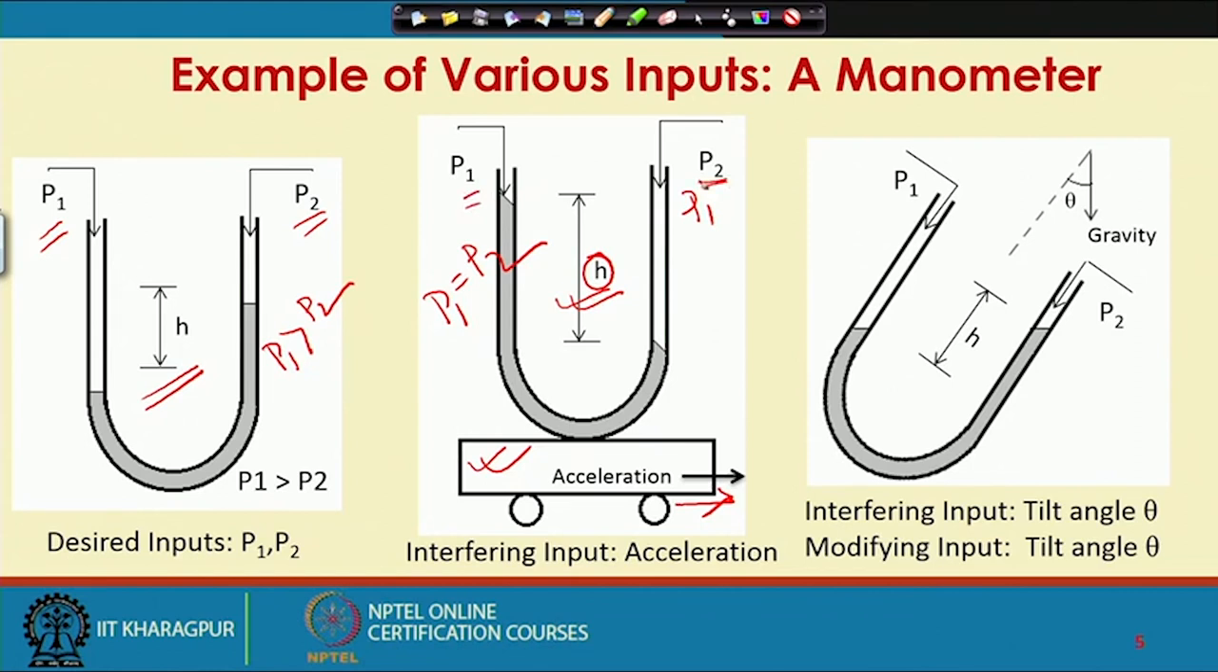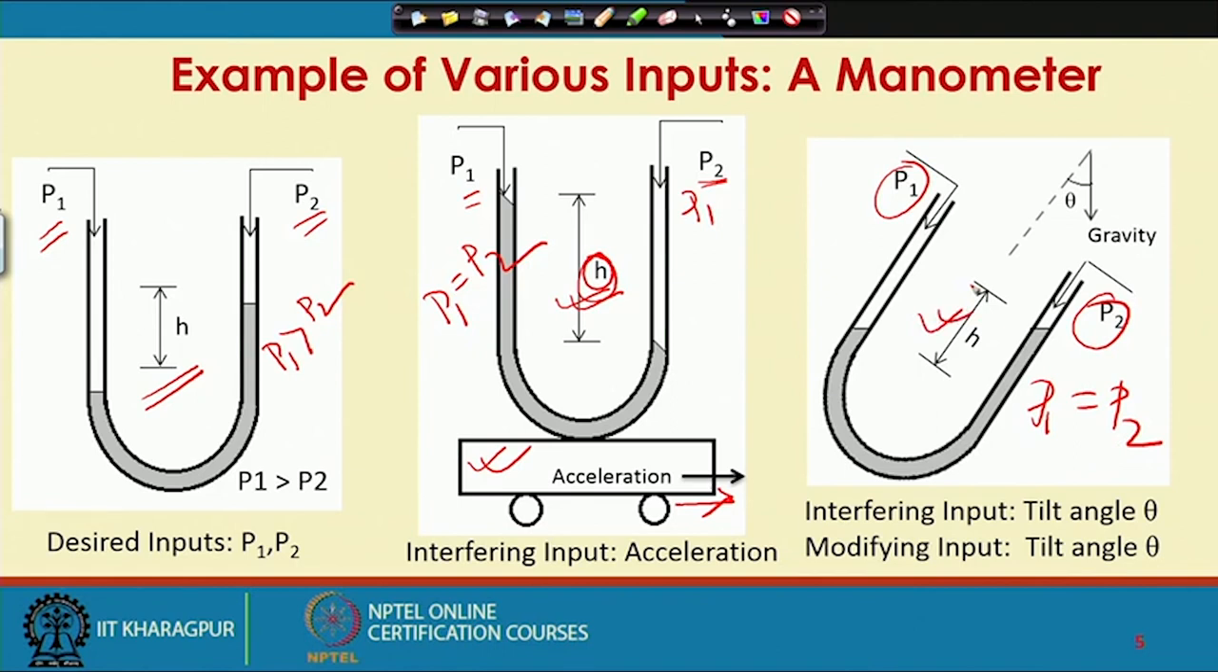This is because the acceleration works as an interfering input. So, this H is not because of difference in pressure, but this H is a result of acceleration. So, manometer becomes unintentionally sensitive to acceleration. So, acceleration is an interfering input. Similarly, if you tilt the manometer, and even if these two pressure sources are same, there will again be a non-zero H.